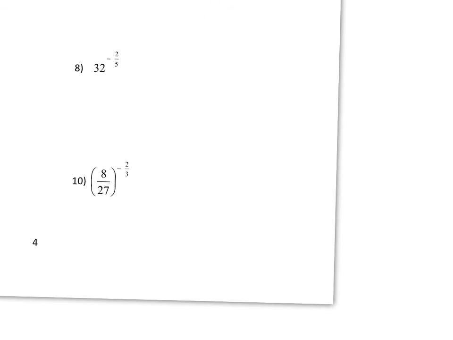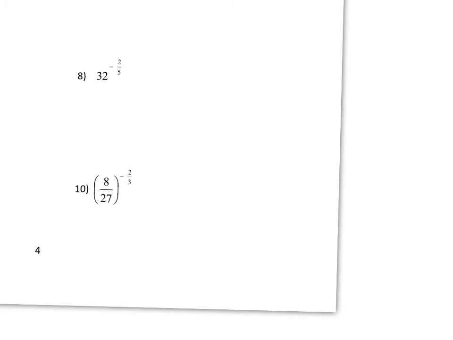All right, so let's take a look at number 8. Now, number 8 has a negative exponent. Remember, if you have a negative exponent, the first thing we want to do is get rid of that. So I'm going to make this into a fraction, and to make an exponent positive, we move it to the other side of the fraction bar. So I'm going to take this 32 to the negative 2/5, and when I move it down to the denominator, it becomes 32 to the positive 2/5. And then I need a placeholder on the top, so I'm going to put a 1 up there.